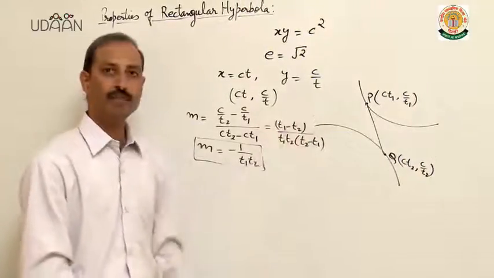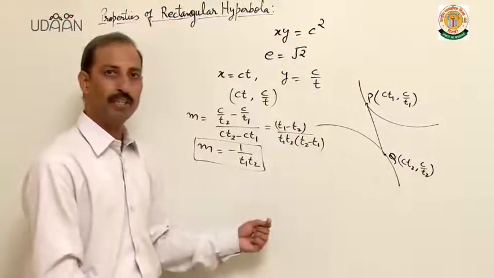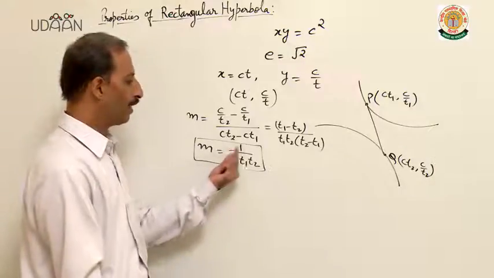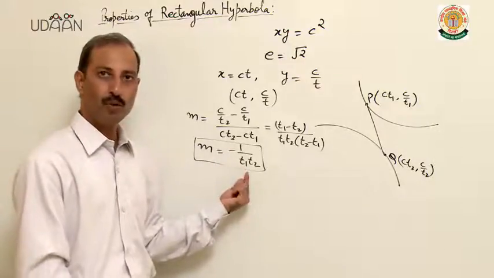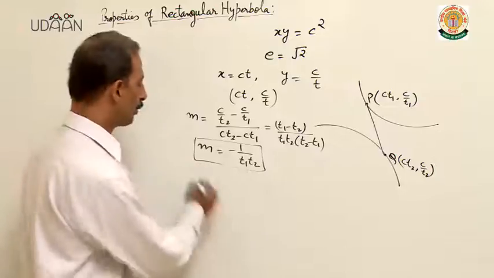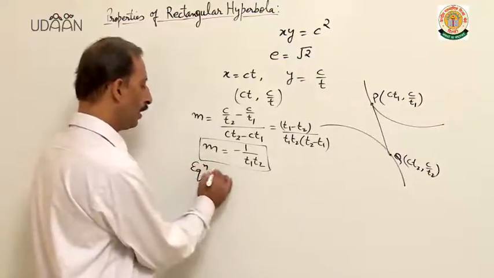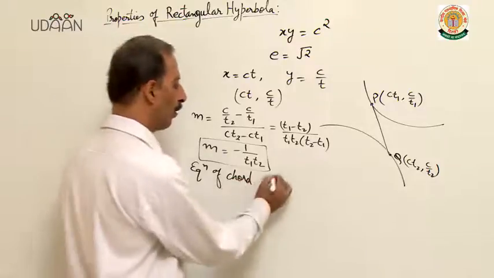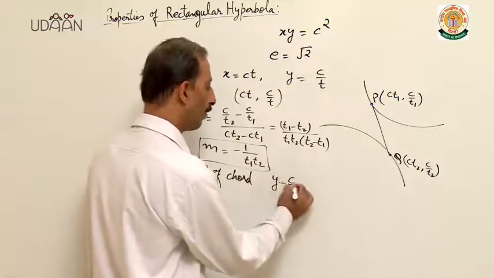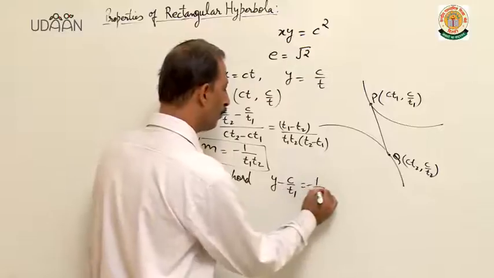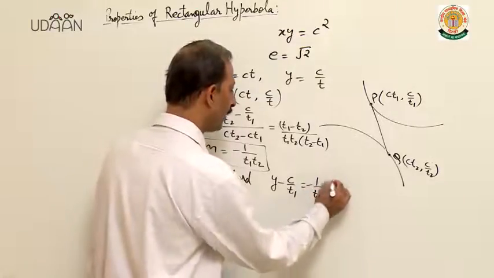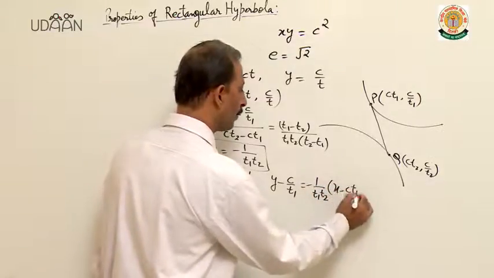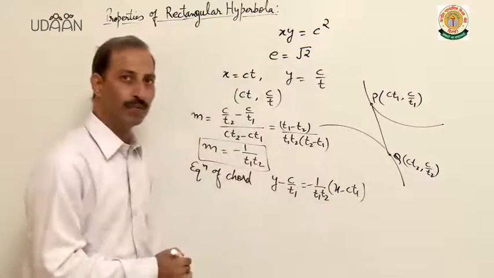T1 is the coordinates of the point P and T2 is the coordinates of the point Q. So minus 1 upon T1 T2 is the slope of the chord. What is the equation of chord? Equation of chord you will get when you apply here point slope form: y minus y1 is equal to slope into x minus x1. Simplify this, you will get the equation of the chord.